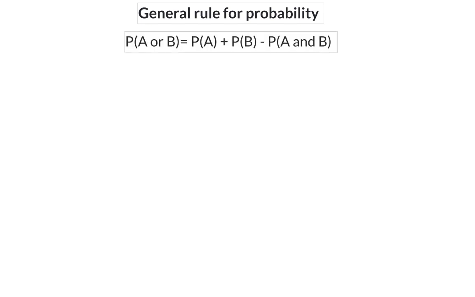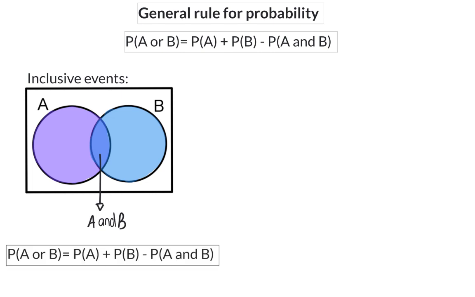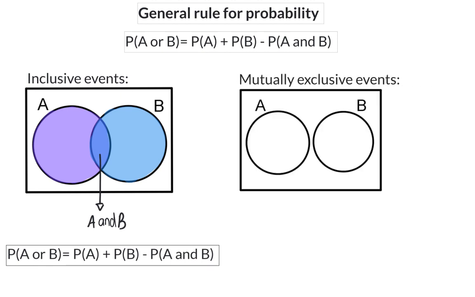There is a general rule for probability that can be used to determine different probabilities. The rule looks like this. The probability of A or B is equal to the probability of A plus the probability of B minus the probability of A and B. When you have inclusive events and you take the probability of A and you add the probability of B, in reality, that intersection is being added twice. And that is why we have to subtract the probability of A and B at the end. For mutually exclusive events, the probability of A and B is zero, so the formula simply ends up being the probability of A plus the probability of B.